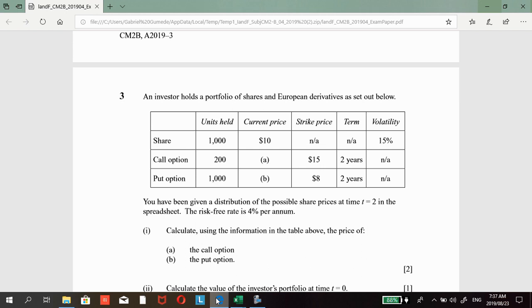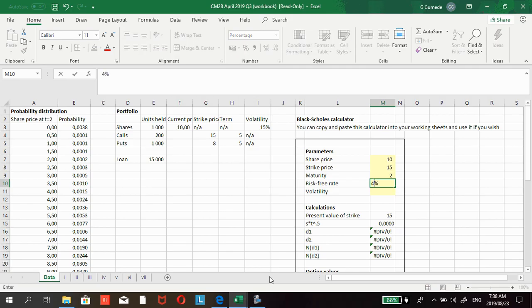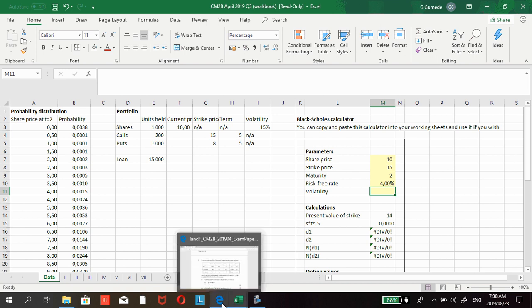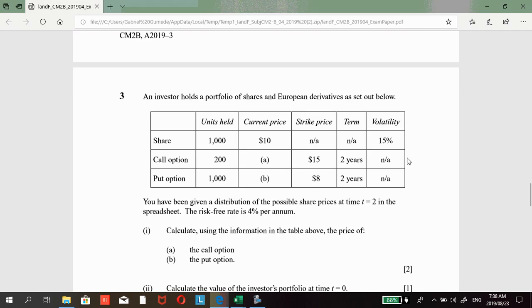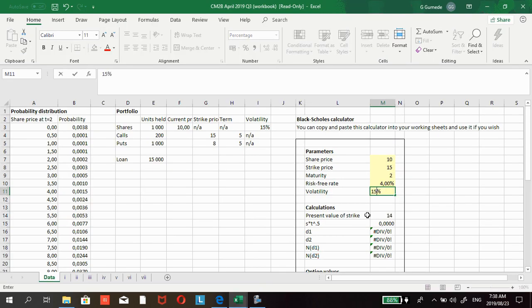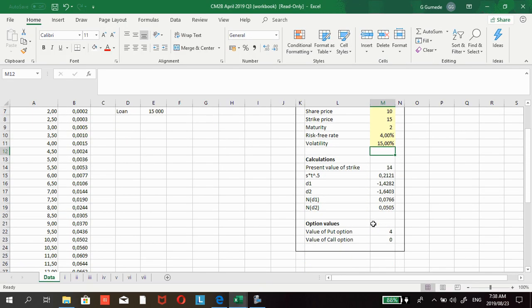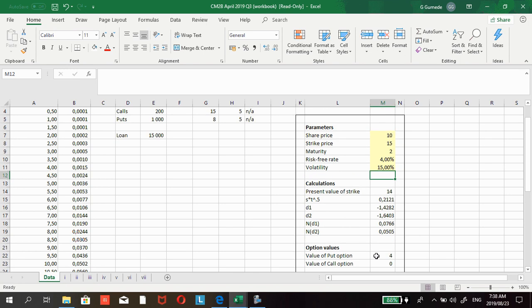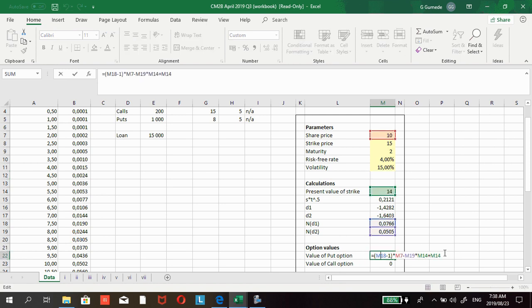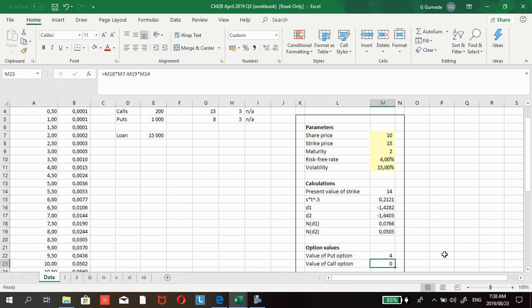I'm going to use a risk-free rate of 4%, which is what the examiner gave me. And my volatility on the share is given to be 15%. Now, I'm looking for the value of the call option. Let me see what this calculator is doing. This calculator calculates the value of the put option and the value of the call option.